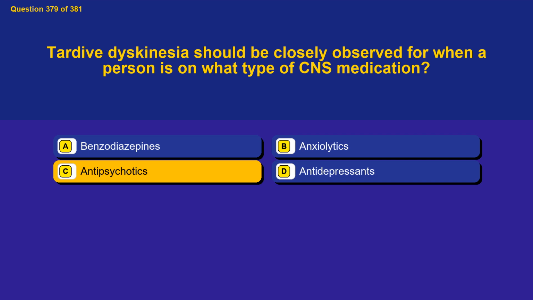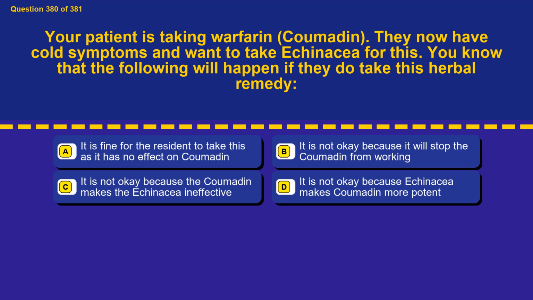The correct answer is option C, antipsychotics. Question 380. Your patient is taking warfarin, Coumadin. They now have cold symptoms and want to take echinacea for this. You know that the following will happen if they do take this herbal remedy. Option A. It is fine for the resident to take this as it has no effect on Coumadin.